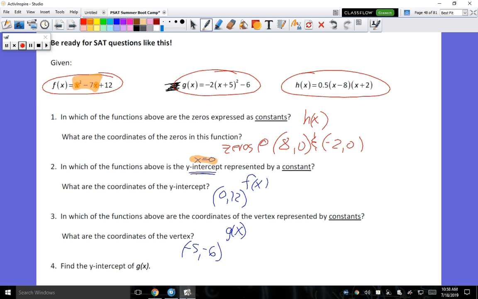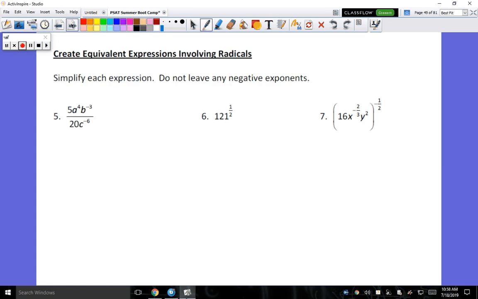Find the y-intercept of G. What would I do to find the y-intercept of G? Plug in 0 for x, right? So here's 0. Plus 5 is 5. Squared is 25. Don't forget your PEMDAS. So exponents first. Then multiply to get -150. So it would be what? We'll write it as 0, -56. Okay? Any questions? So that one was pretty straightforward.